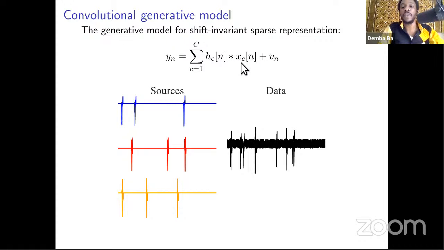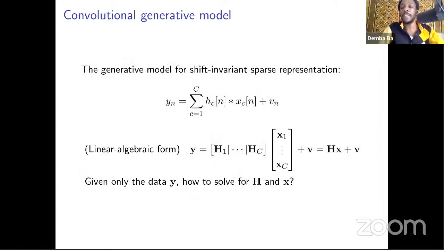So H1 of n convolved with H1 of n would correspond to this blue trace here. You take the source and you place it at the location of the events, and so on and so forth from the other sources. Now, combining these and adding noise, that gives me a generative model for my data.